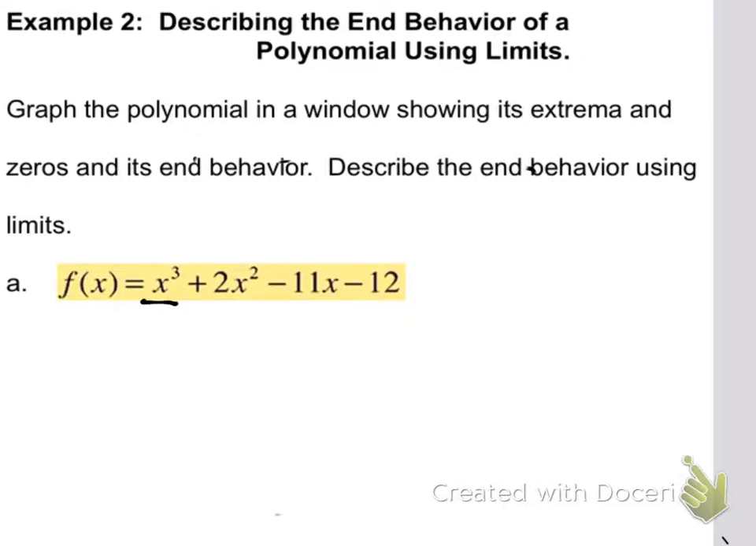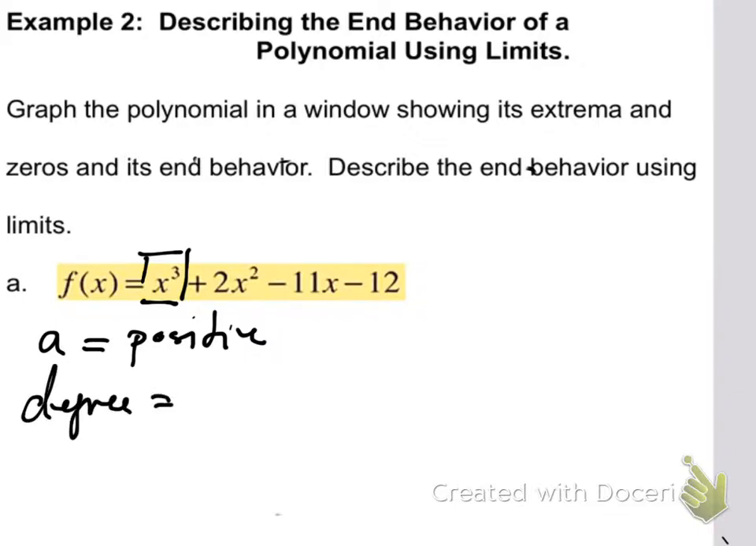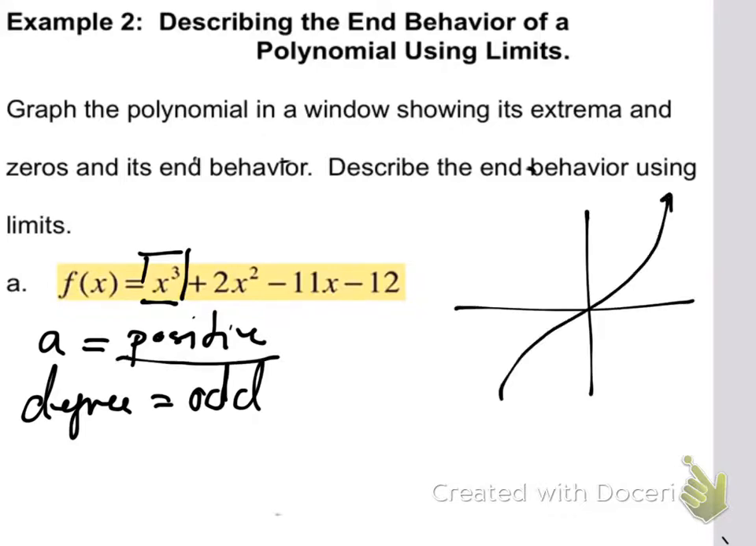So there's my leading term. My leading coefficient is A, and is that positive or negative? That's positive. Now, what's the other thing that I need to check? The degree. My degree is 3, so that is odd. So odd functions either start down and end up, or start up and end down. Since my leading coefficient is positive, I start down and end up.